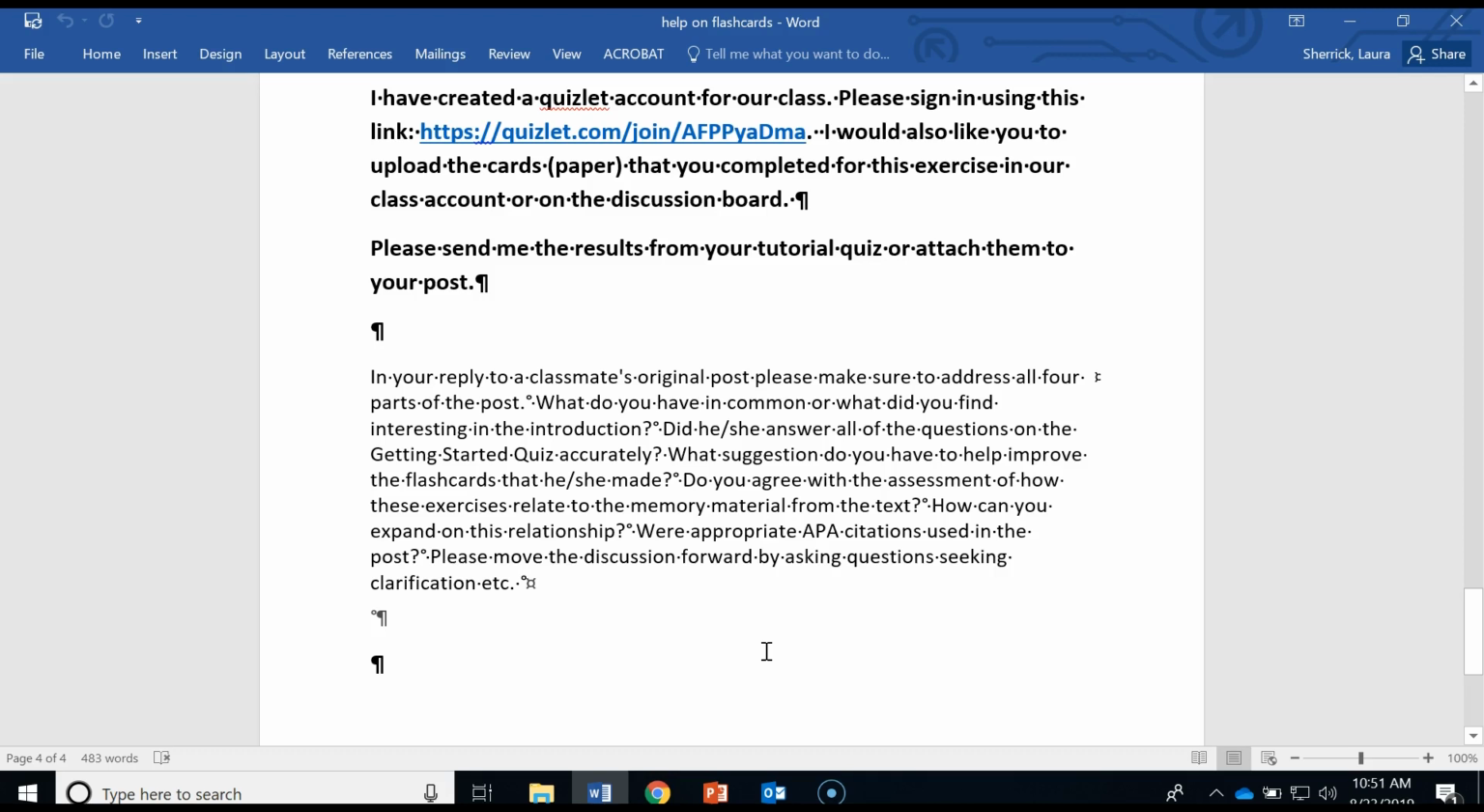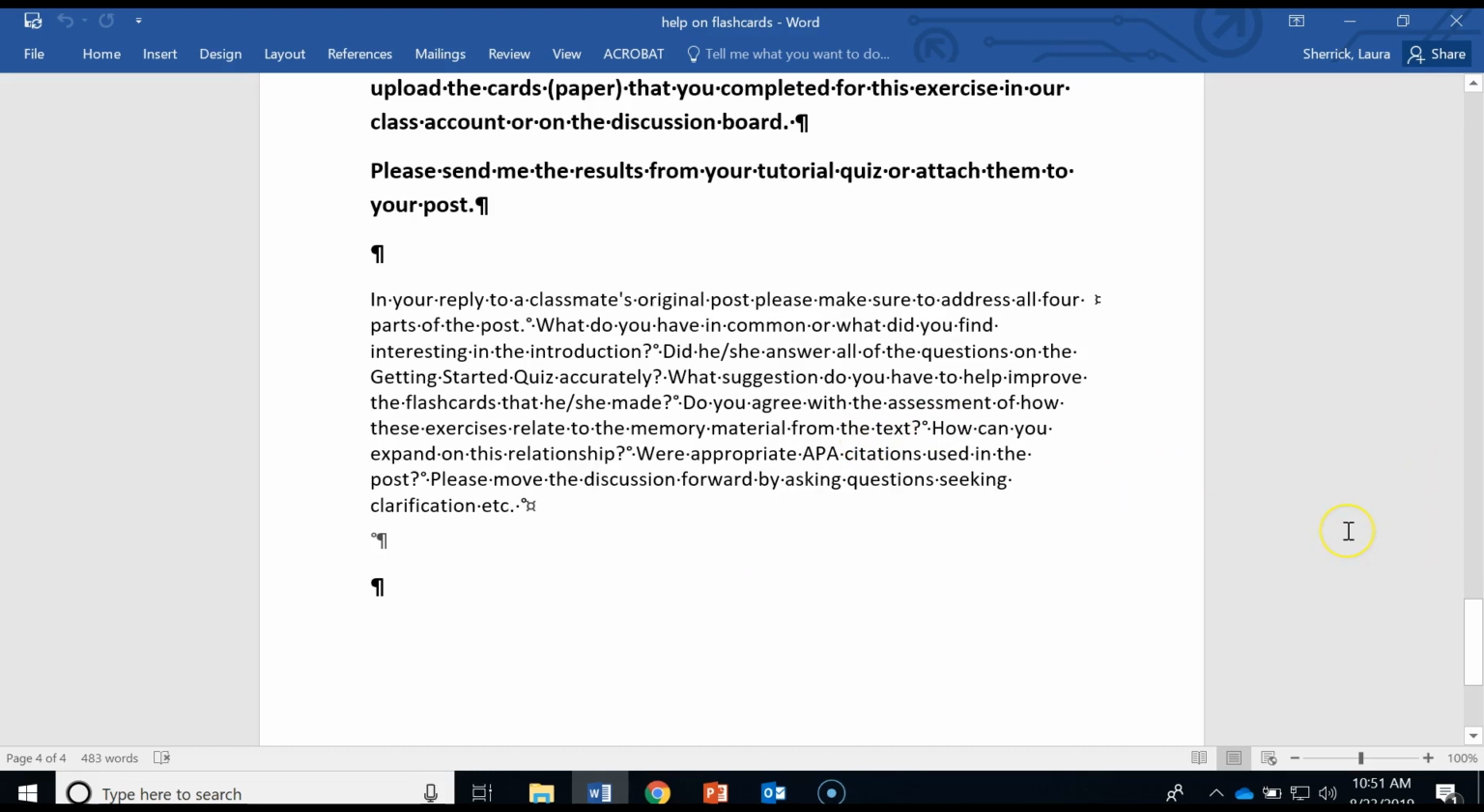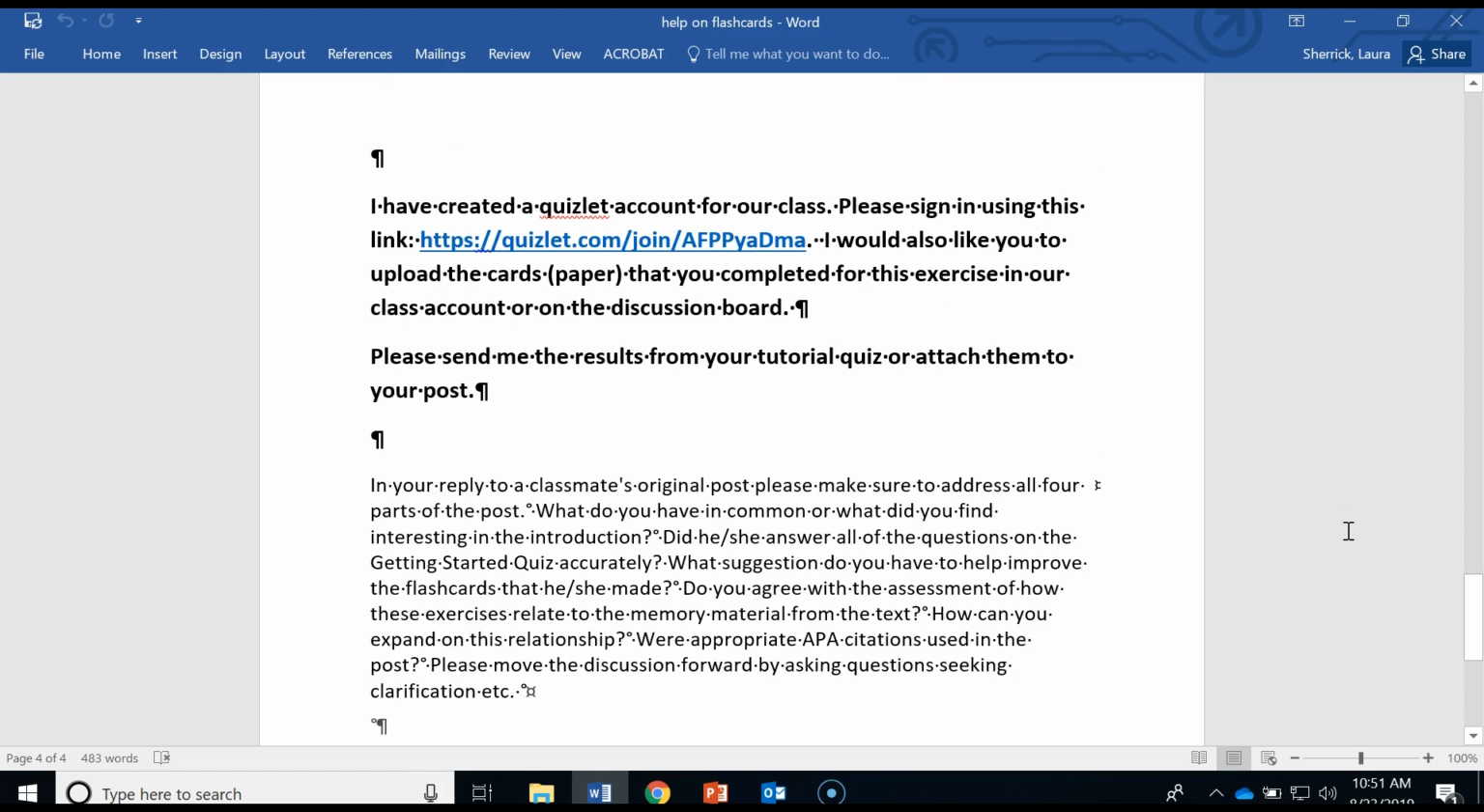So, and remember, these have to be a minimum of 250 words. I've seen a lot of posts that were just a sentence or two sentences and only relating to the personal information that was given. So make sure that you address the other three criteria listed on the discussion.